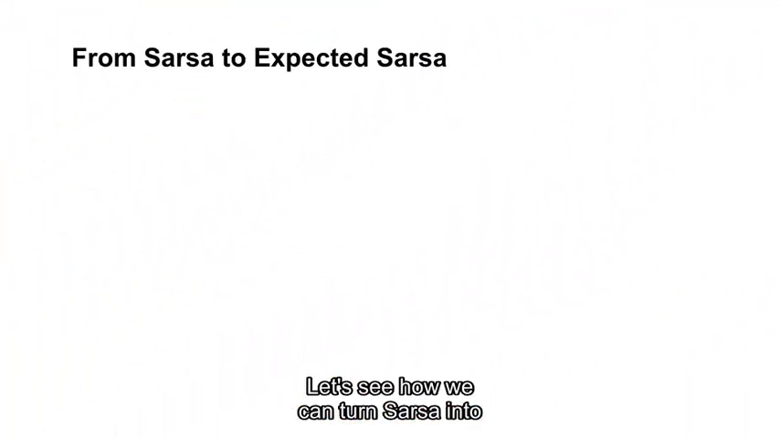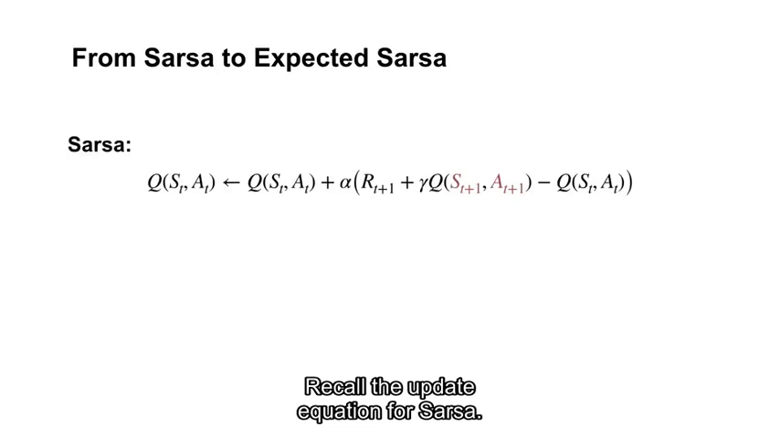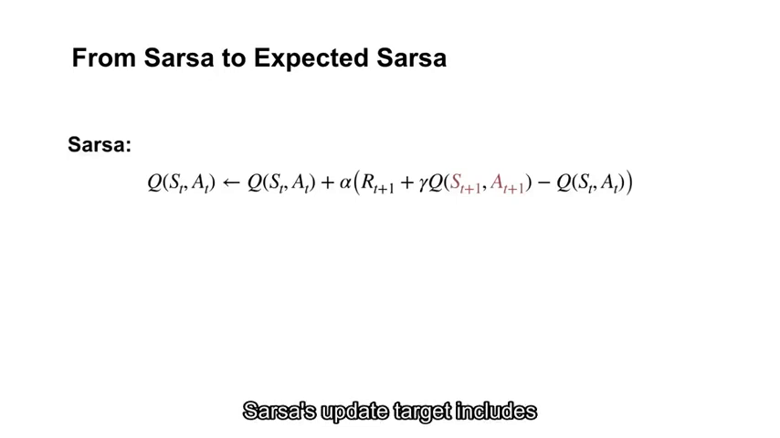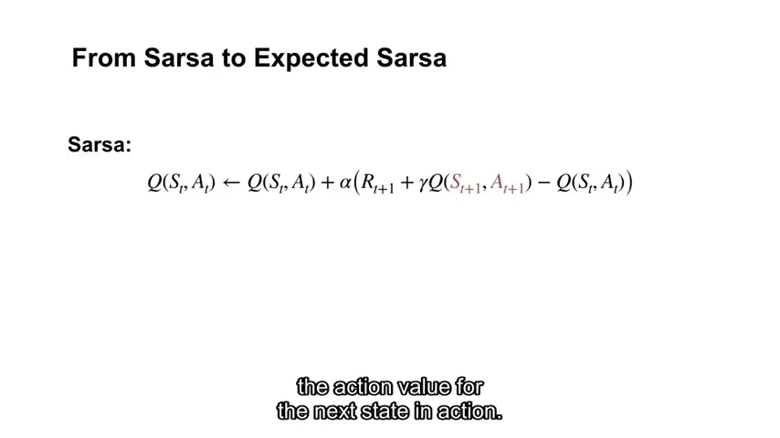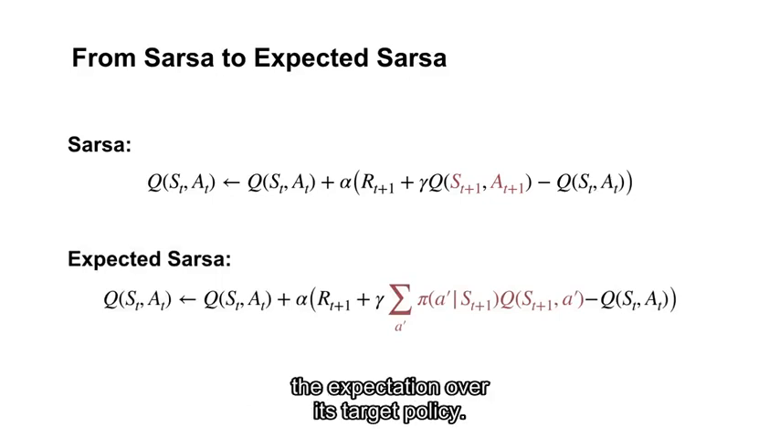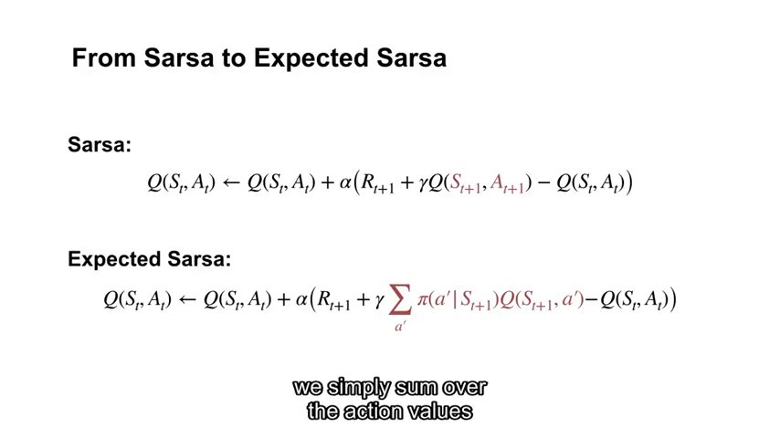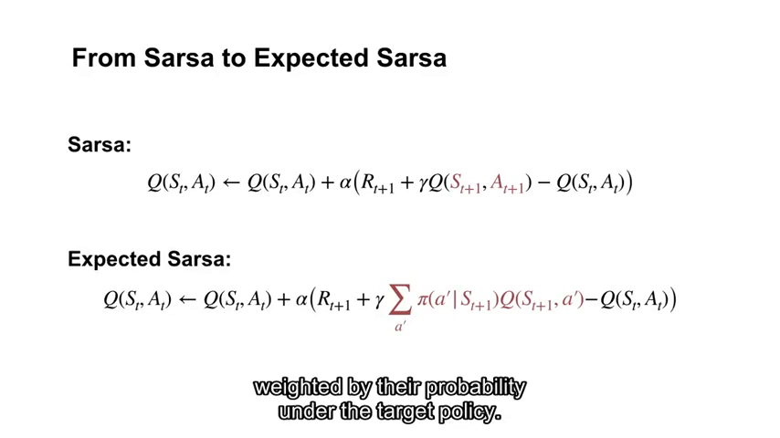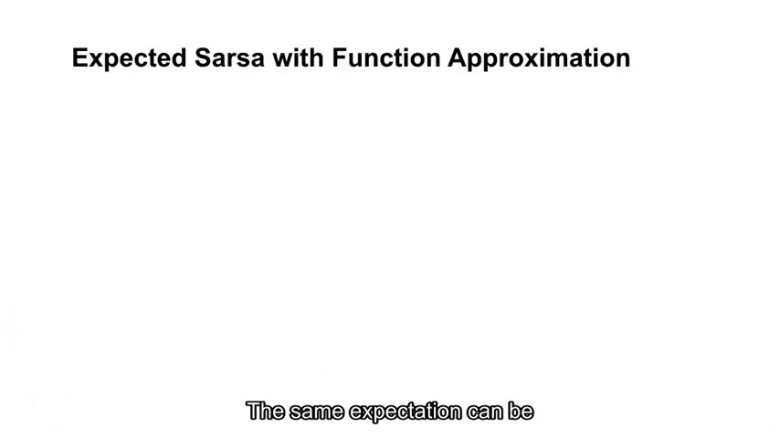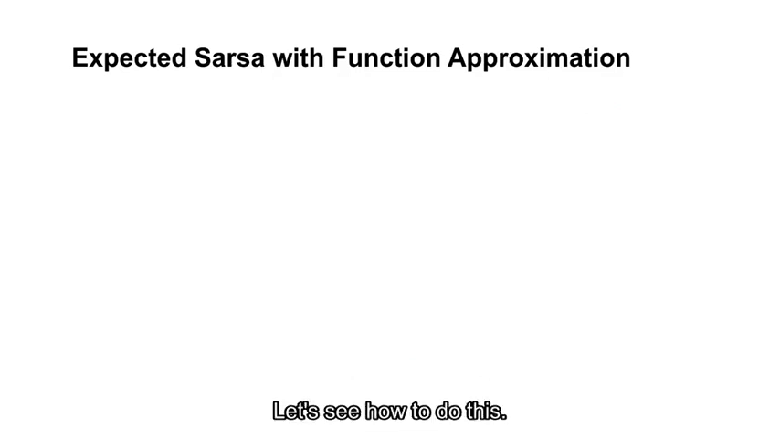Let's see how we can turn SARSA into expected SARSA when using function approximation. Recall the update equation for SARSA. SARSA's update target includes the action value for the next state and action. Now recall that expected SARSA instead uses the expectation over its target policy. To compute the expectation, we simply sum over the action values weighted by their probability under the target policy. The same expectation can be computed even when we use function approximation. Let's see how to do this.